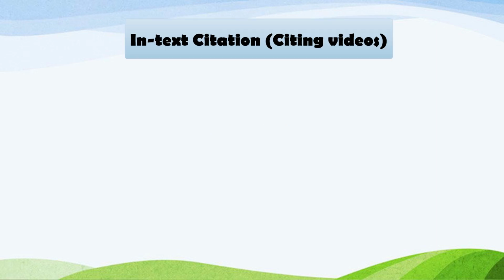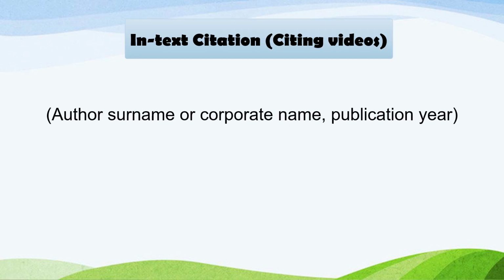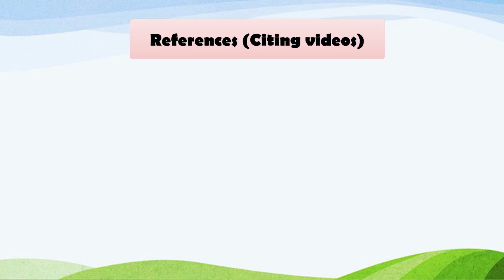To cite videos in text, use the author's surname or corporate name and the year of publication, separated by a comma and enclosed in brackets. Here's an example. Let's move on to the next step, creating end-of-paper references.